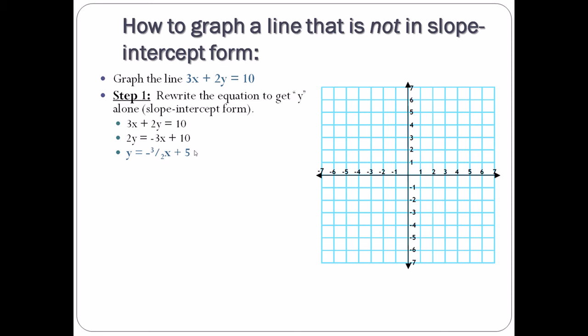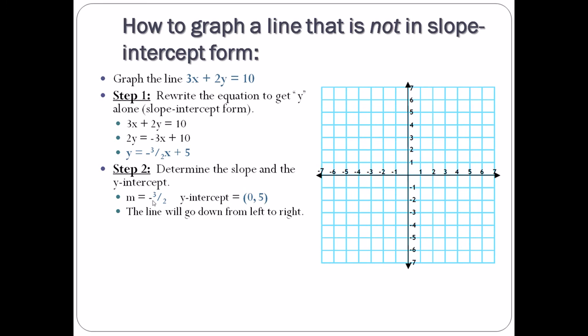We can start graphing. So although step 1 was to write it into slope-intercept form, step 2 is the old step 1. What's the slope? Negative 3 halves. What's your y-intercept? 0, 5. Is the line going to go up or down? Down. Well, let's do it. Plot your y-intercept. So start at the origin. We're going to go over 0, up 5, place your dot.